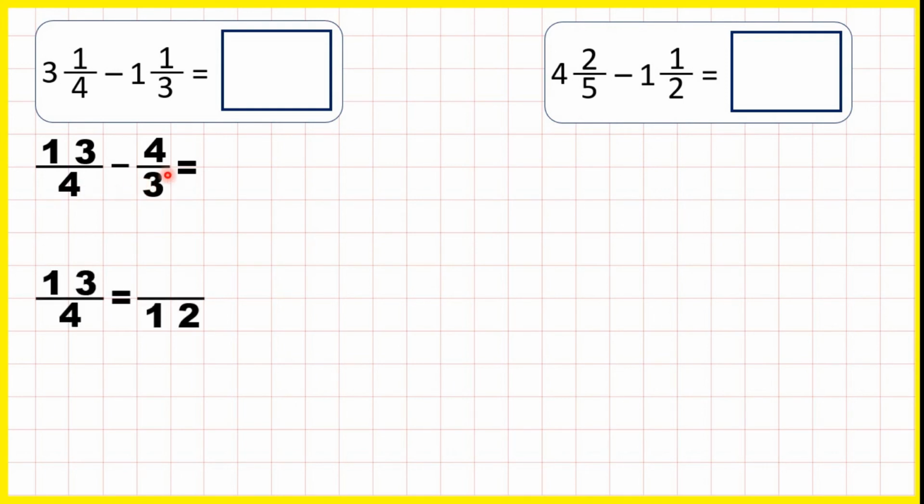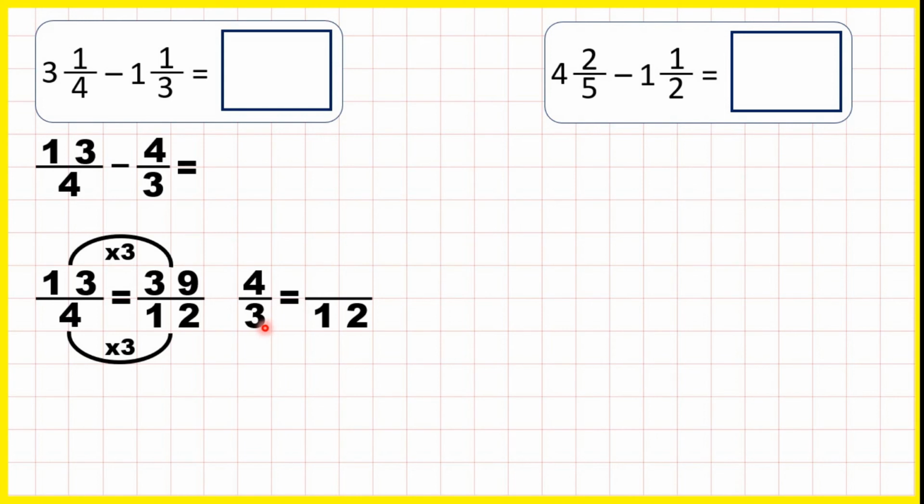Now 12 is in both the 4 and the 3 times table, so we need to find equivalent fractions to 13 quarters and 4 thirds, which have a denominator of 12. Now we use multiplication, so 4 times 3 is 12, 13 times 3 is 39, 3 times 4 is 12, and 4 times 4 is 16.